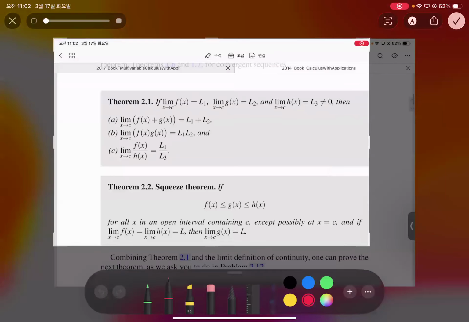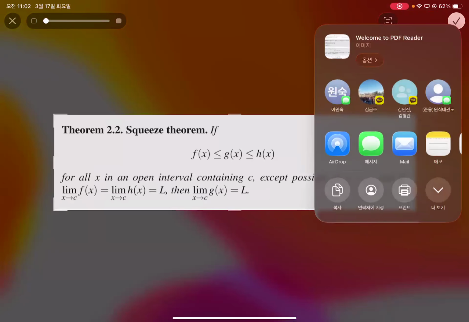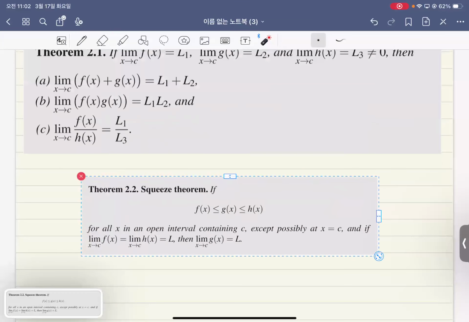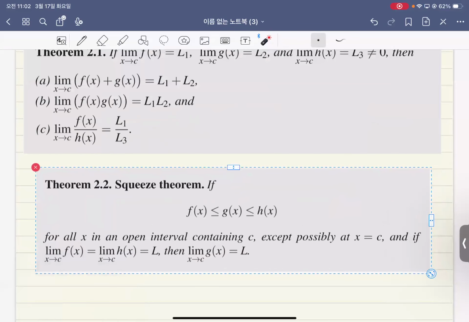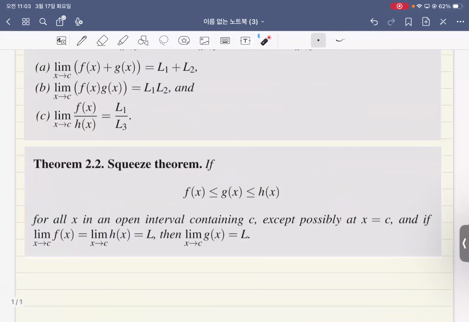We have another theorem, the squeeze theorem. This is very similar to the squeeze theorem for sequences. We have three functions, f, g, and h, and all these functions are defined on an open interval containing c, possibly except at x equals c. Since we are talking about the limit, we are only interested in the neighborhood of c, not the point c itself.